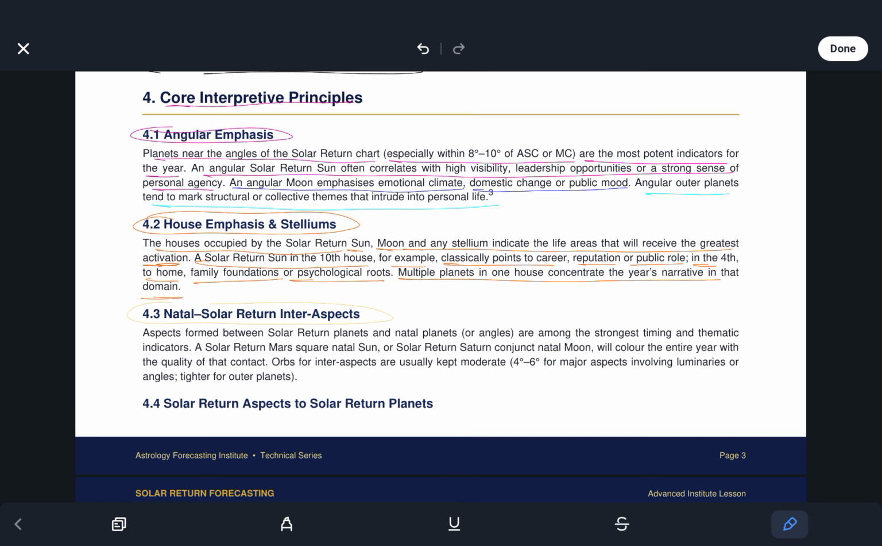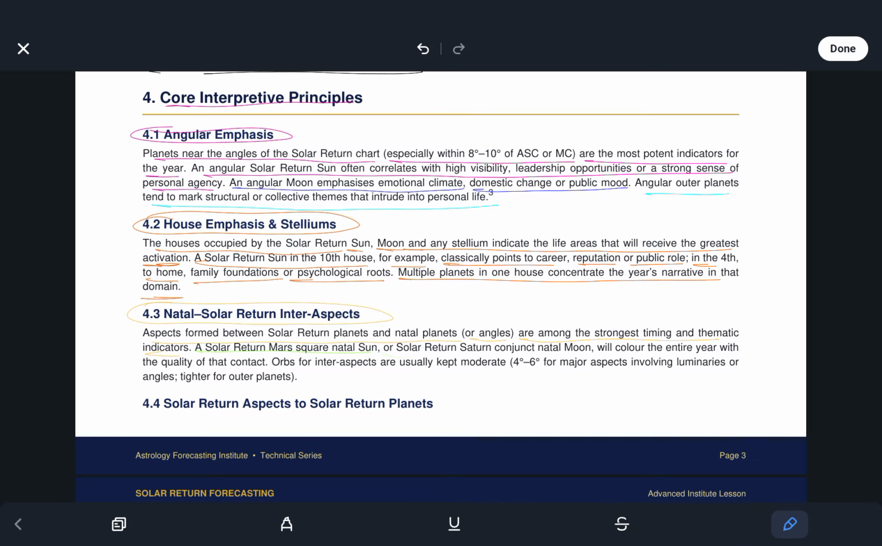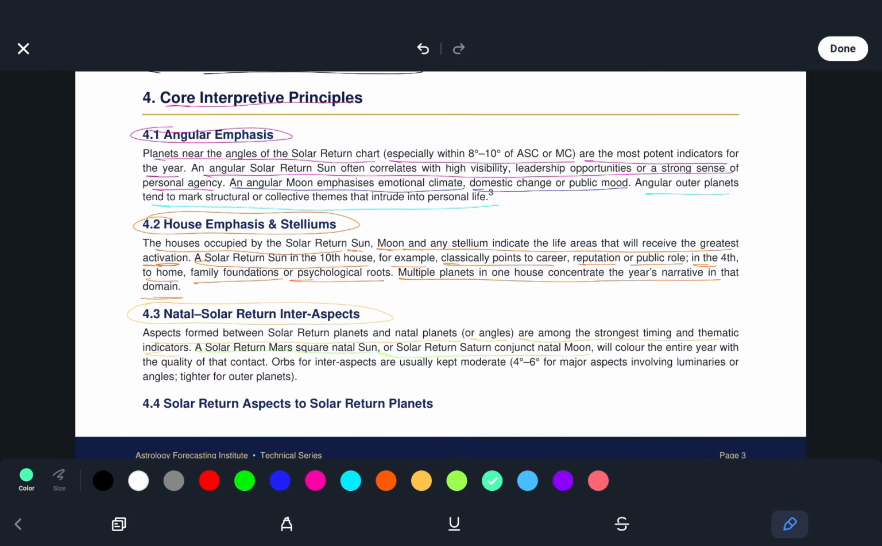Natal solar return interaspects. Aspects formed between solar return planets and natal planets or angles are among the strongest timing and thematic indicators. Solar return Mars square natal sun, or solar return sun conjunct the natal moon, will color the entire year with the quality of that contact. Orbs for interaspects are usually kept moderate, 4 through 6 degrees for major aspects involving luminaries, moreso angles, and tighter for outer planets.